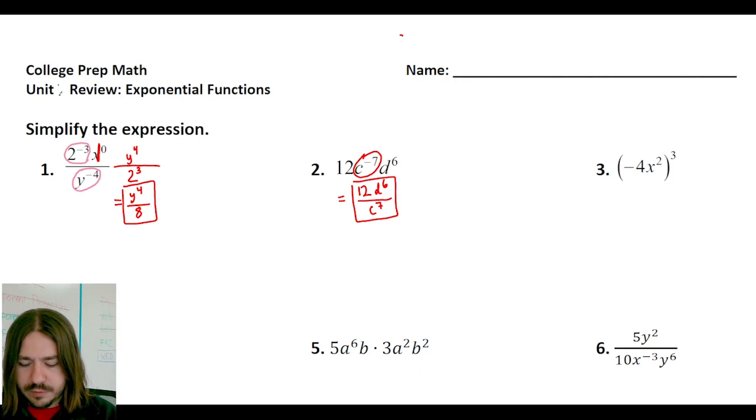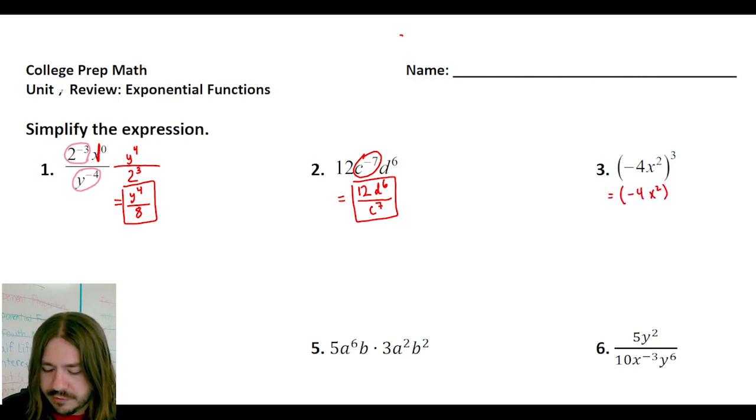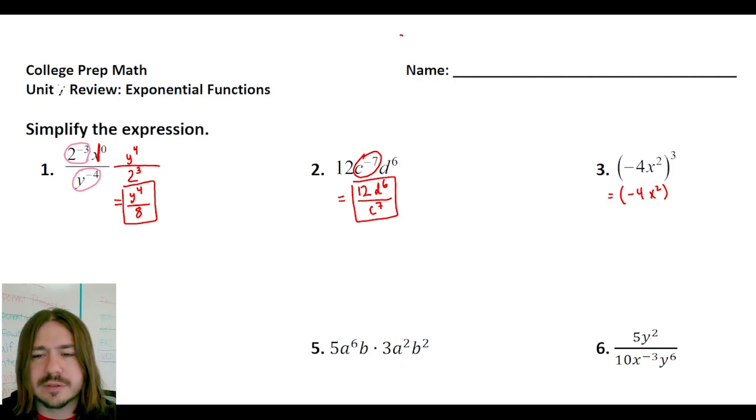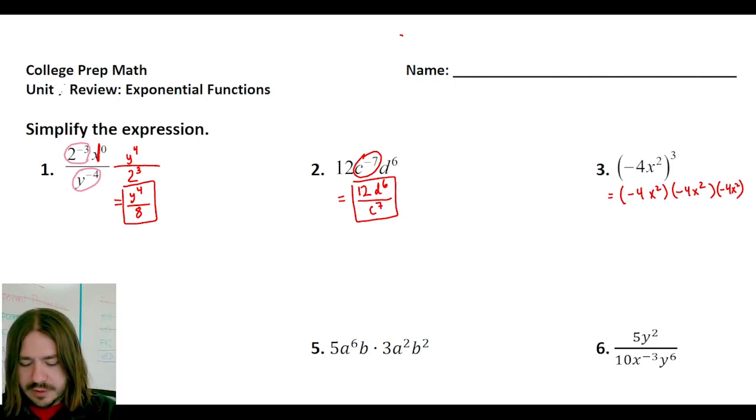Number 3, we've got negative 4x squared, and all of that is being cubed. So whenever something's being cubed, that means that you're multiplying whatever's inside the parentheses by itself 3 times. So I'm just going to go ahead and write it like that, where we have negative 4x squared, and I'm going to write it a total of 3 times. Make sure that fits on there. Okay, good.